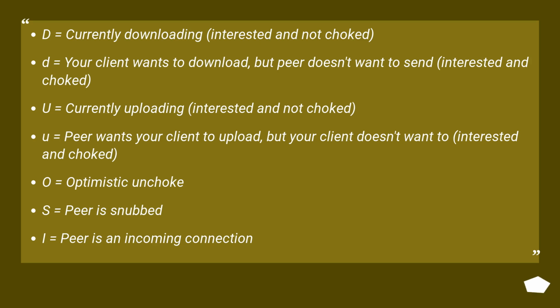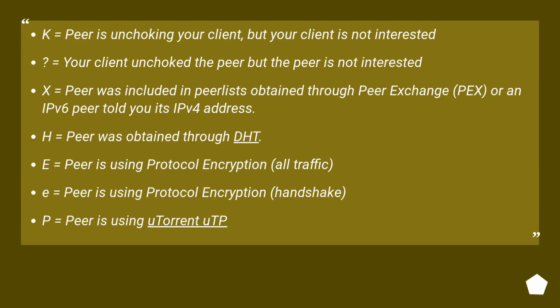O equals optimistic unchoke. S equals peer is snubbed. I equals peer is an incoming connection. K equals peer is unchoking your client, but your client is not interested. ? equals your client unchoked the peer but the peer is not interested. X equals peer was included in peer list obtained through peer exchange, PEX, or an IPv6 peer told you its IPv4 address. H equals peer was obtained through DHT.